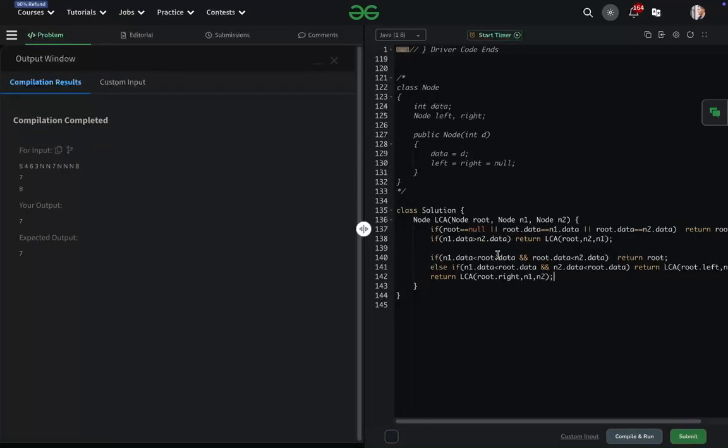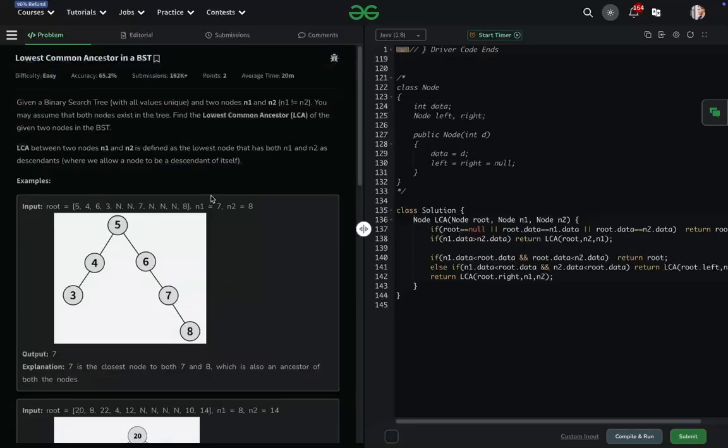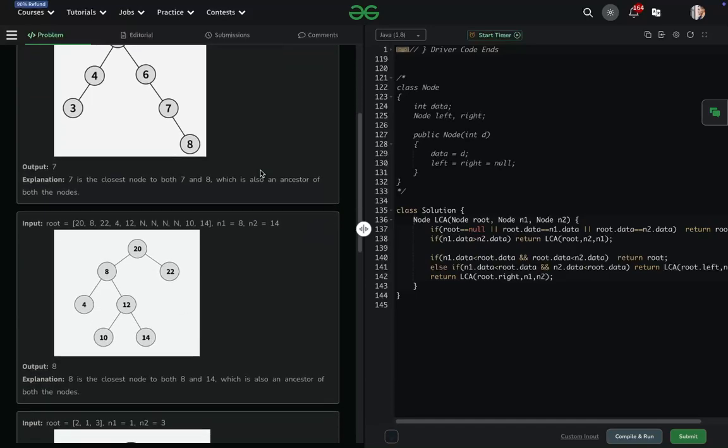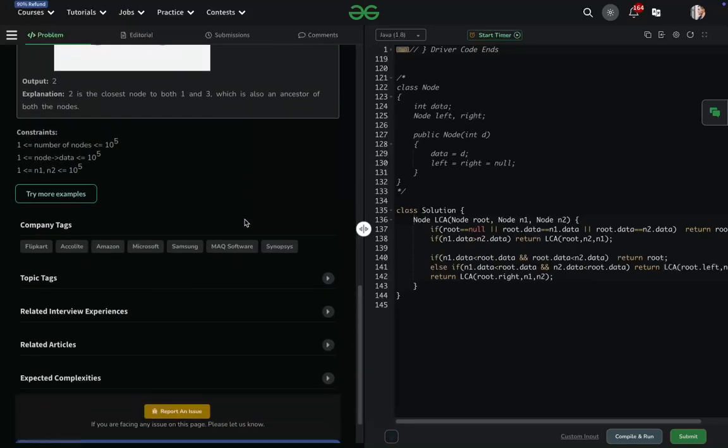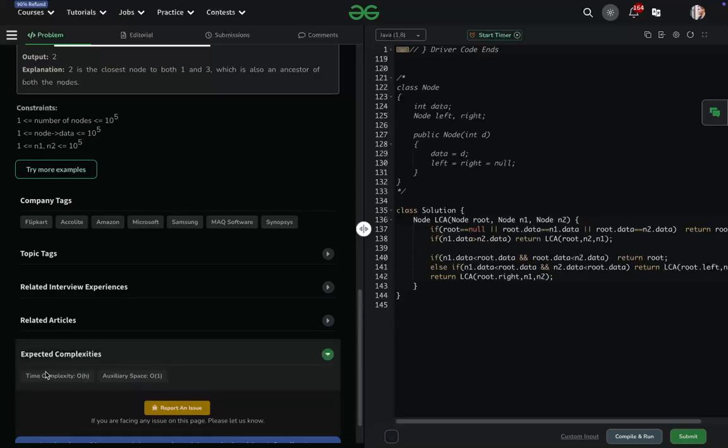I hope it will work. Yes, let's submit this, and let's talk about time and space complexity. For this function, the time complexity is order of n, because we are visiting a node only once, and space complexity is order of height, because the recursive stack will store order of h items, and time complexity is order of h, and space complexity is order of n.